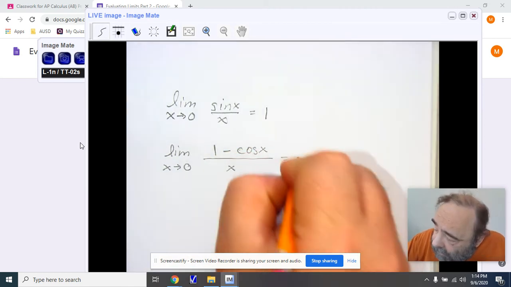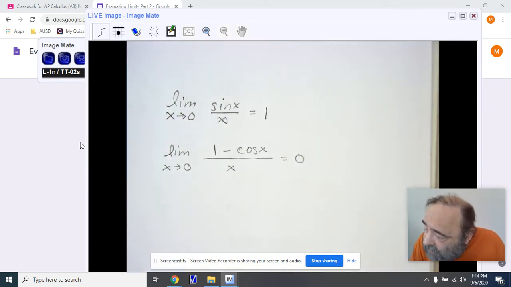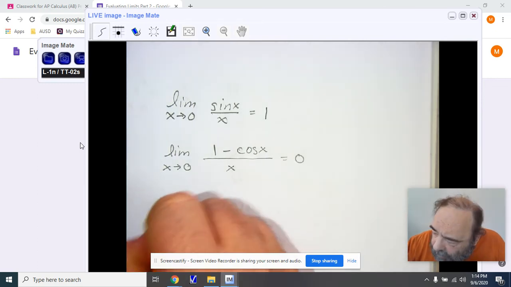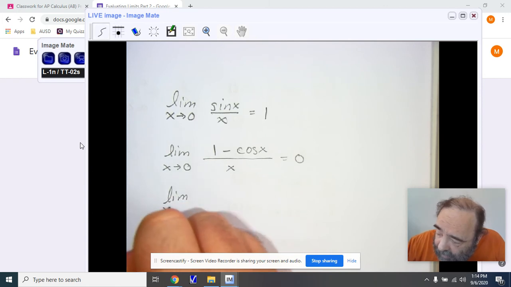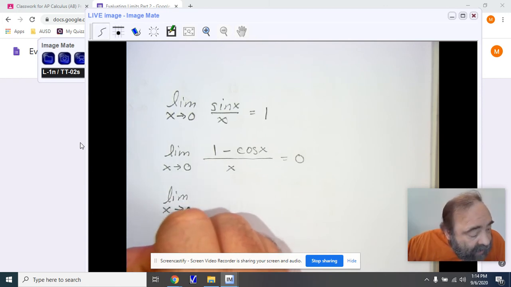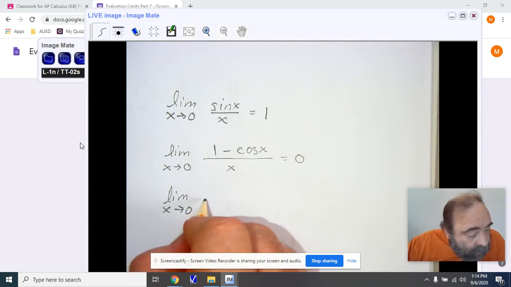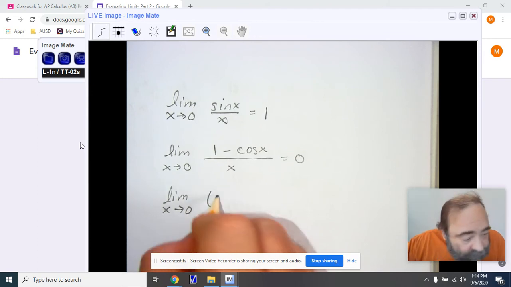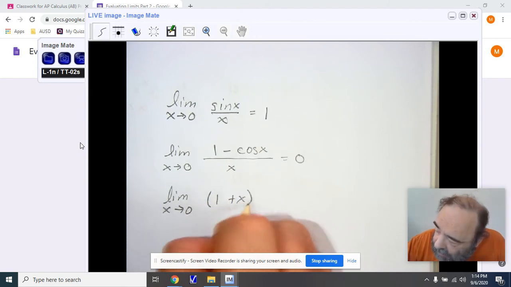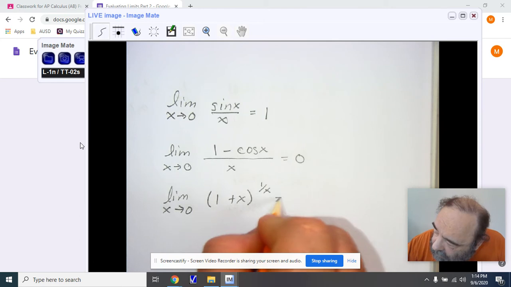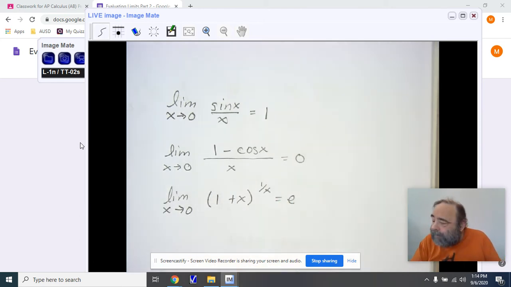This one is 1 minus cosine of x over x is equal to 0 for the limit as x approaches 0. The third you might have seen before. This right here defines e. So we're approaching 0, and we have 1 plus x to the 1 over x, and we get e.